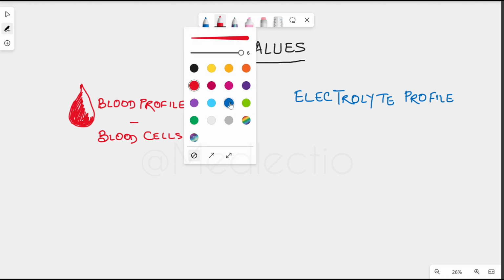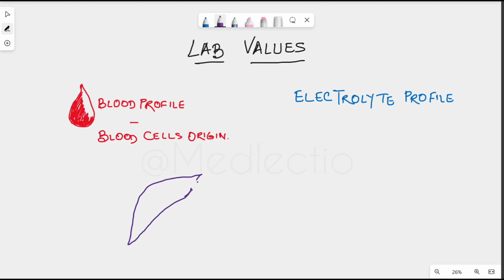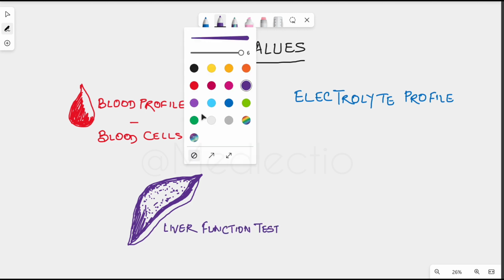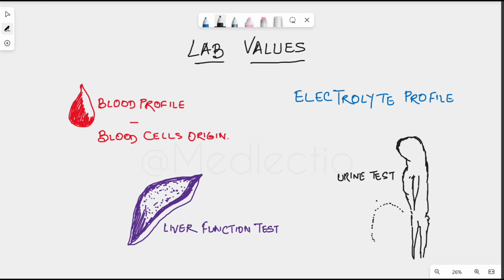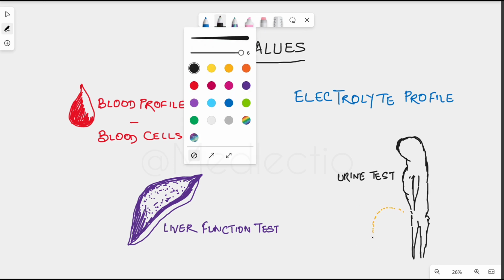Okay, so before hematology you need to know this, and then we will have our beautiful liver, our LFT, liver function test, very important for all the clinical life of our. Then we will have our urine analysis or urine test. Okay, so this is a very important video for all the exams and our clinical life.